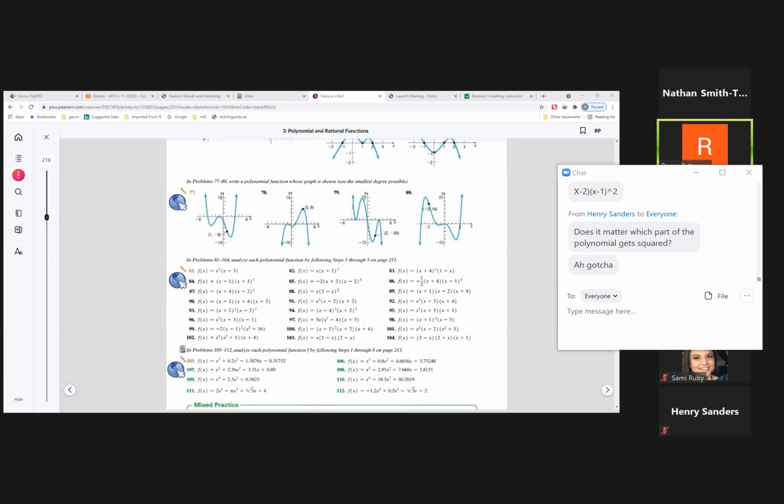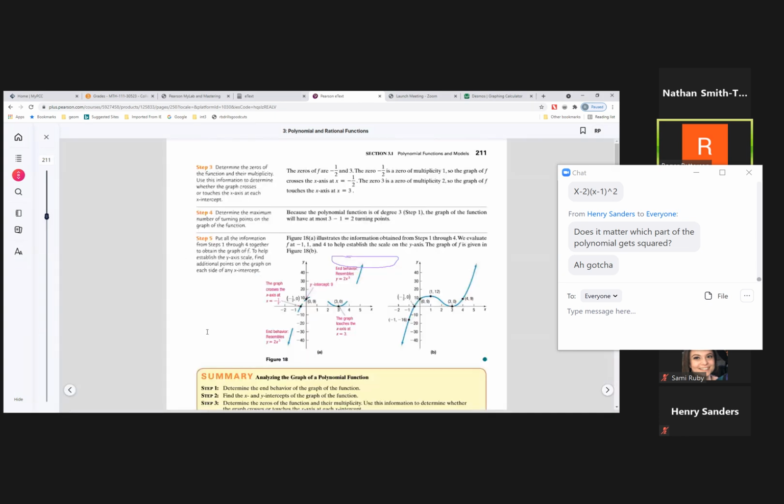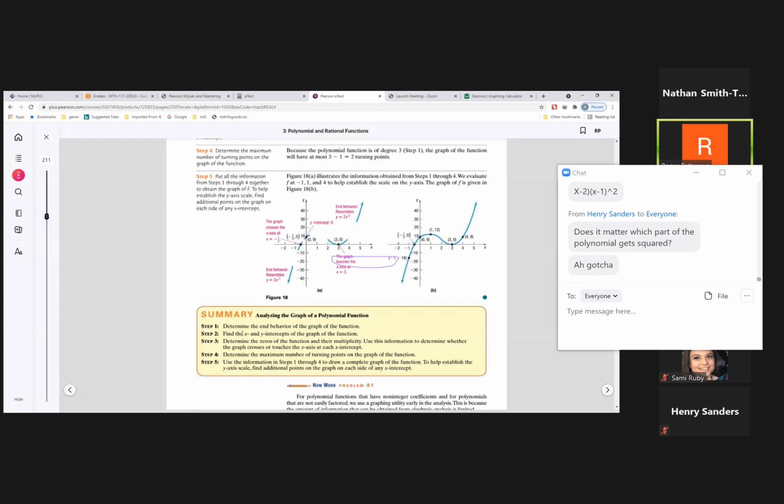On here, it says to analyze each polynomial by following steps 1 through 5 on 1 to 11. Really, all I need you to do is, I would just say, can you tell me what the x-intercepts are? Okay, that's good. I want to go back to 211 and see what those other things are. I'm betting probably multiplicities. So, oh, and behavior.